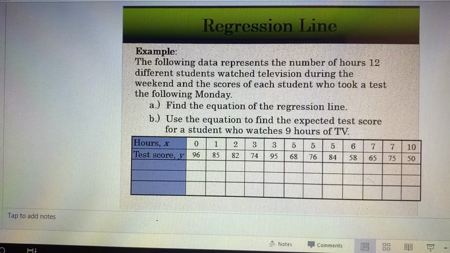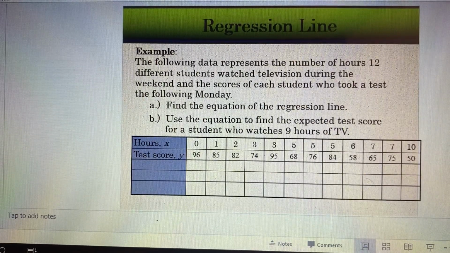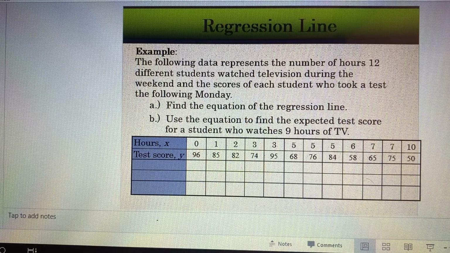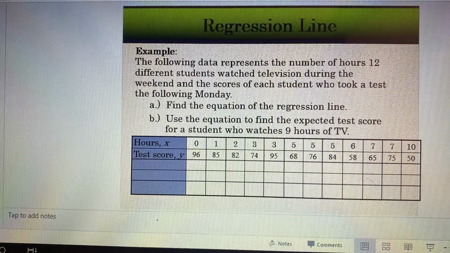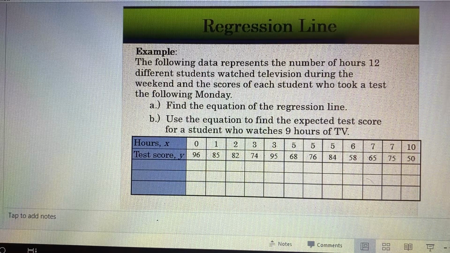Okay, new example. The following data represents the number of hours 12 different students watched television during the weekend and the scores of each student who took a test the following Monday. Part A, we're going to find the equation of the regression line. Part B, we're going to use the equation to find the expected test score for a student who watches 9 hours of TV.